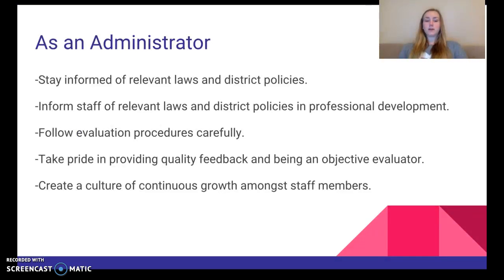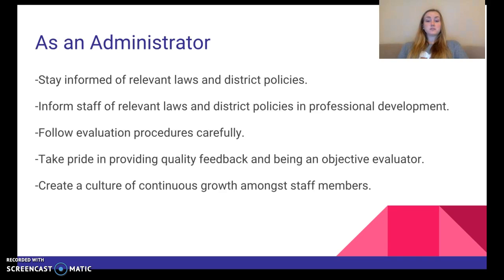Reflection. So as an administrator looking at all this information, I would want to make sure that I was staying really informed of all the relevant laws and district policies. So I read the KSDE evaluation handbook as well as our negotiated agreement for my district, and I think that that's something all principals should absolutely do before conducting any evaluations. They should also inform staff of these relevant laws, because I think that if staff know what laws there are, that really helps them. It helps them to know what they're being evaluated on, why they're being evaluated, what does this go into decision making on. And so I think that should be a part of professional development.